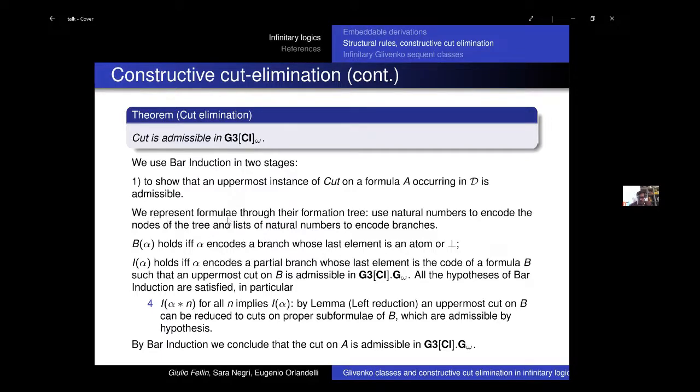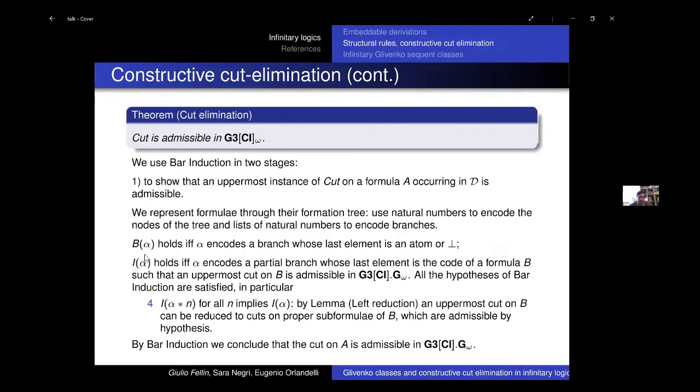So we represent formulae through their formation tree, and we use natural numbers to encode the nodes of the tree and lists of natural numbers to encode the branches. So we have to say what B and I are. So the base predicate is that alpha encodes a branch whose last element is an atom or bottom.